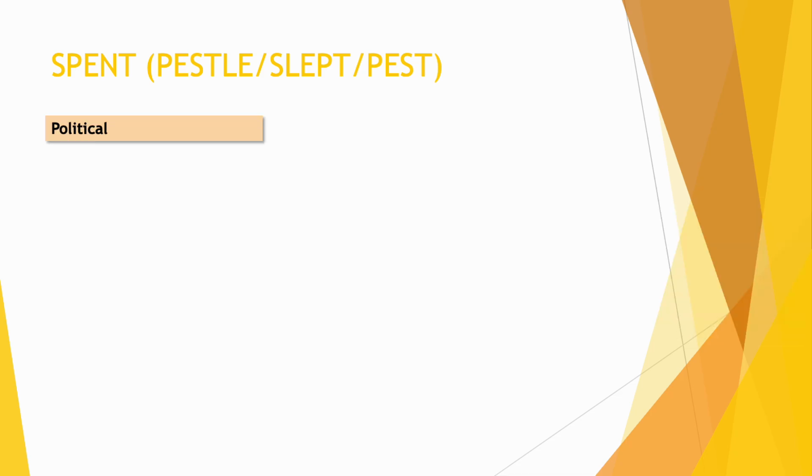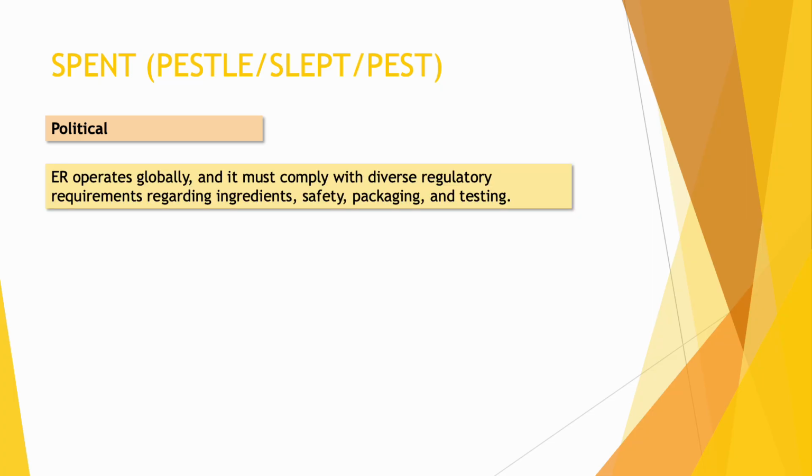Next up, we have political issues. So this is anything to do with politics, whether national or international, but also it covers rules and regulations as well. Now, obviously, ER operates globally. That is going to have some major difficulties for a company that deals with beauty products. There'll be all sorts of regulatory requirements regarding ingredients, safety, packaging, testing, and they're going to be different in China to America to Europe. So that adds a degree of complexity that it needs to be aware of when it's coming up with strategies.